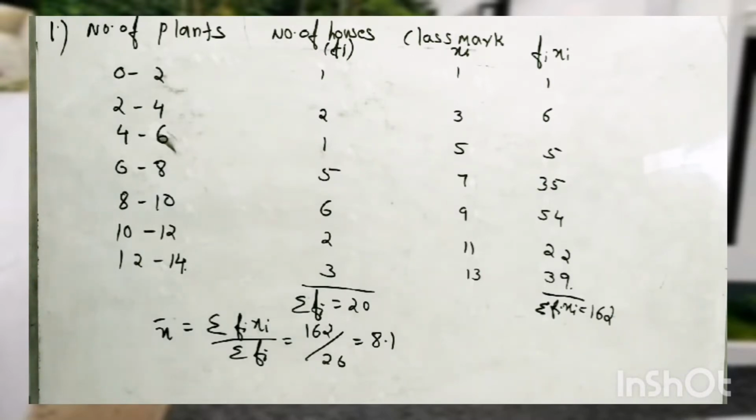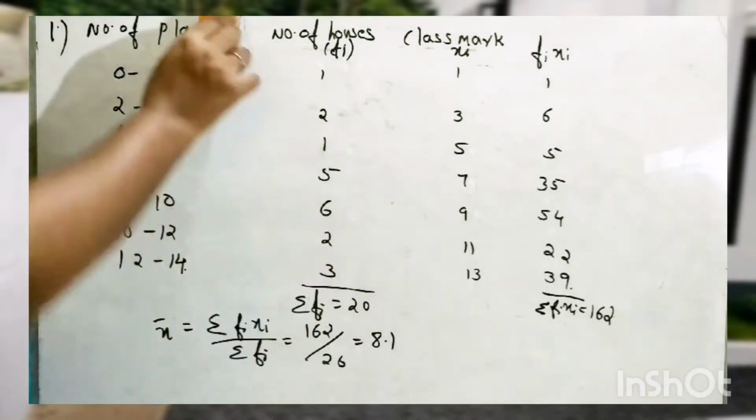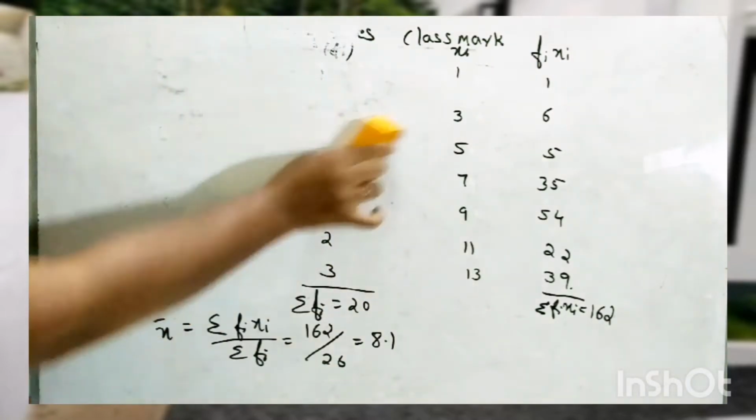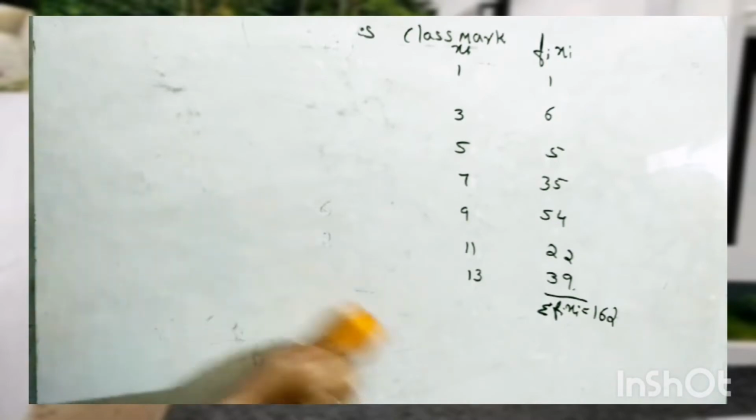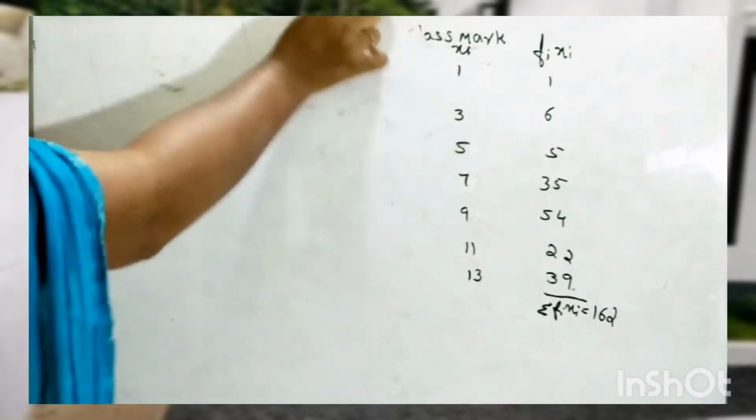Now, I am going to do the second question. In the second question, consider the following distribution of daily wages of 50 workers of a factory. We need to find the mean daily wage of the workers of the factory by using an appropriate method.